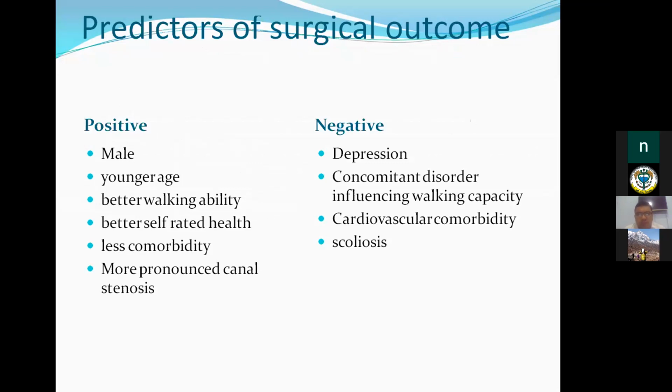Though the patient requires surgery, we need to identify the predictors for the surgical outcome. There are positive and negative predictors. If the patient is young, male, has better walking ability, and if the stenosis is severe, in this group of patients the surgical outcome will be better. On the other hand, if the patient has a neuropsychological problem like depression, any morbidity which influences walking capacity, or severe deformity, in this group the outcome may not be as expected. So these predictors are very important to counsel the patient about their surgical outcome.